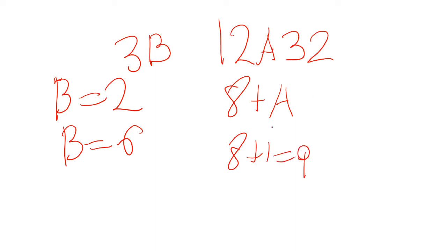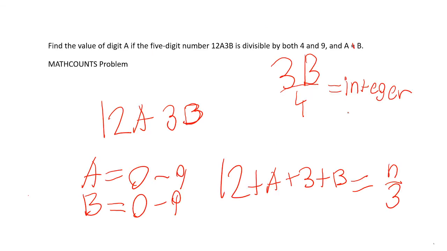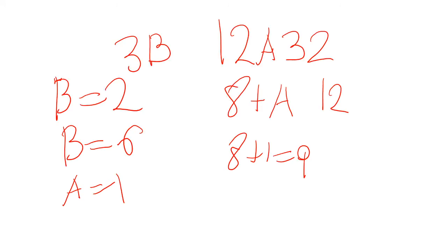So we have a possible test case: A equals 1. That's one possible test case. Now let's plug in B equals 6. What was the original? So we go back to 1, 2, A, 3, B. B equals 6, we plug it in.